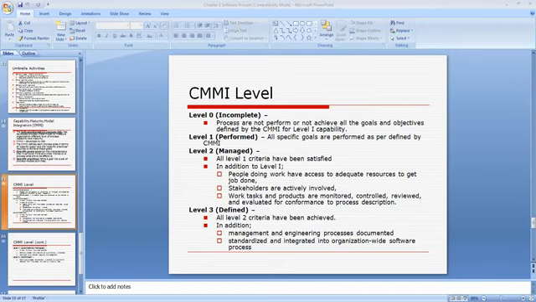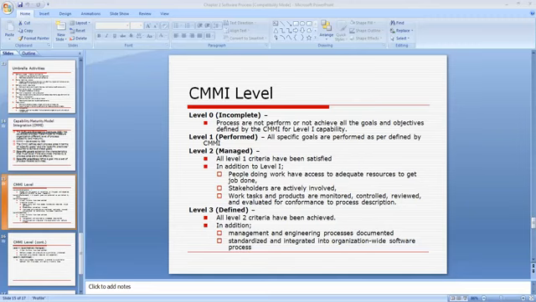Now level 0 is the incomplete level. Level 1 is called the performed level. That means all specific goals are performed as defined by the CMMI. Okay, so this is level 1.